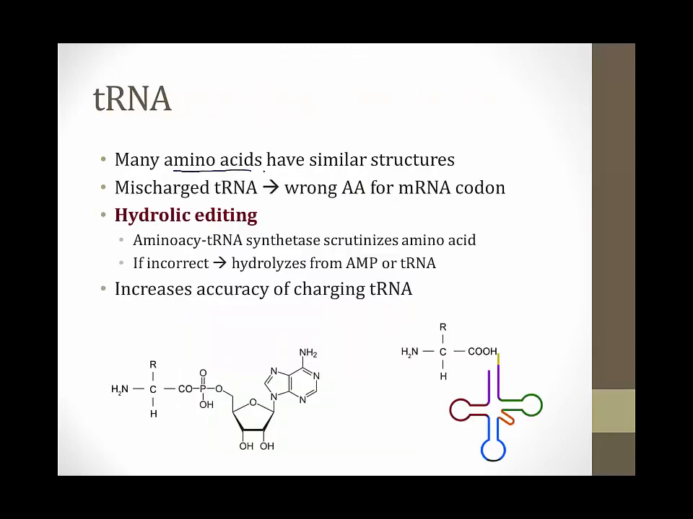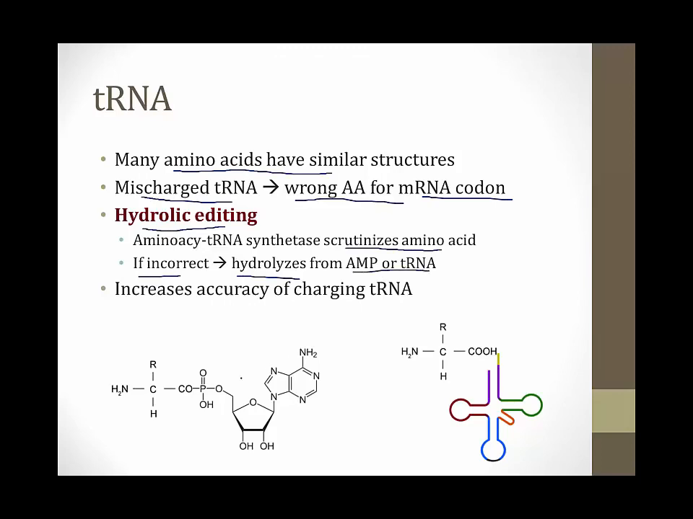Now, many amino acids have similar structures, and if tRNA is mischarged with the wrong amino acid, it means the wrong amino acid will be inserted into a protein for a given mRNA codon. Luckily, this is avoided by a process called hydrolytic editing. Aminoacyl tRNA synthetase can scrutinize the amino acid and determine if it is correct or not. If it's incorrect, it can hydrolyze the amino acid either from AMP or from tRNA.